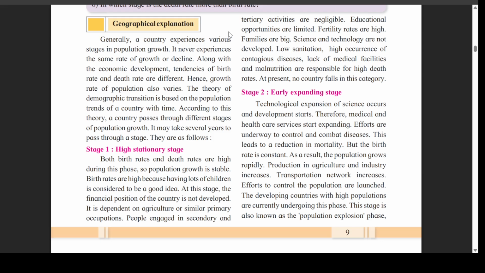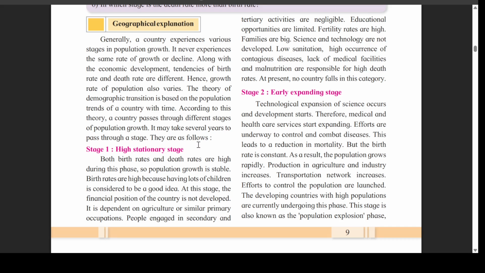Geographical explanation. Generally, a country experiences various stages in population growth. It never experiences the same rate of growth or decline. Along with economic development, tendencies of birth rate and death rate are different. Hence, the growth rate of population also varies. The theory of demographic transition is based on the population trends of a country with time. According to this theory, a country passes through different stages of population growth. It may take several years to pass through a stage.